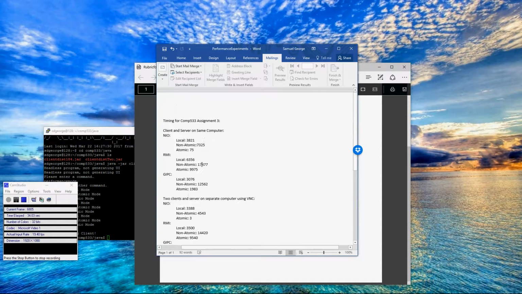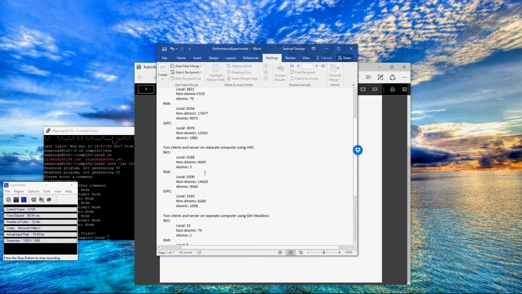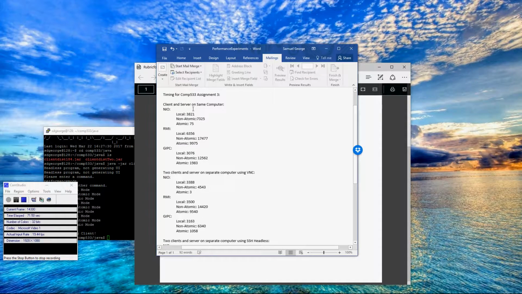So just to discuss the rankings a little more in depth, again, we talk about the general trend of NIO being the fastest. This is because it's not blocking. RMI is the slowest since it is totally synchronous and therefore blocking, and Gypsy is almost a hybrid, whereas in atomic mode it behaves close to non-blocking, but not quite as efficient as something like NIO. And that trend between the three modes seems to hold true, regardless of whether it's non-atomic or atomic.